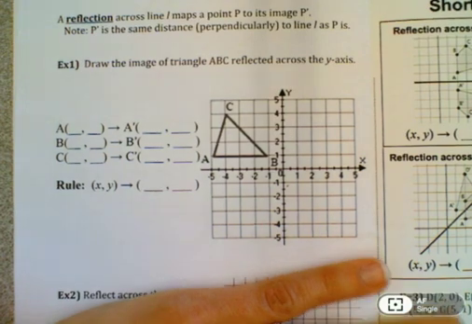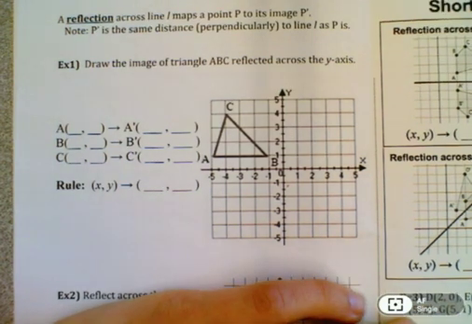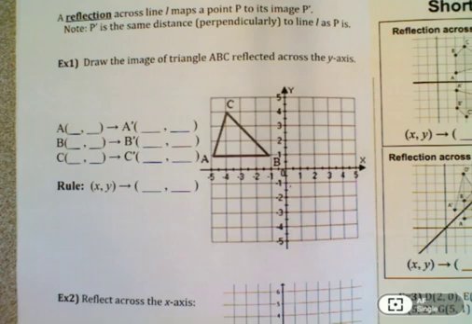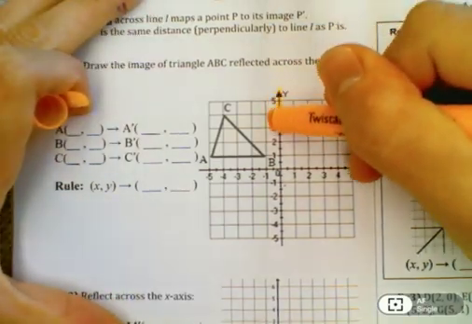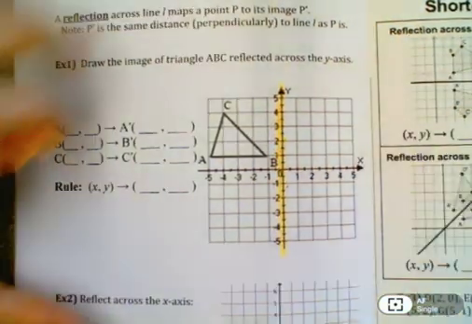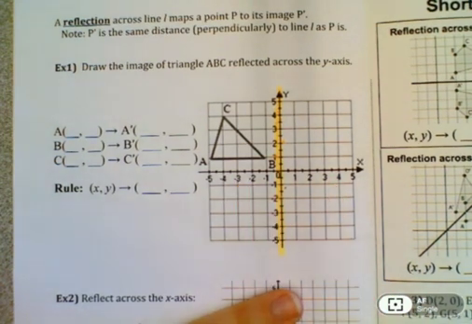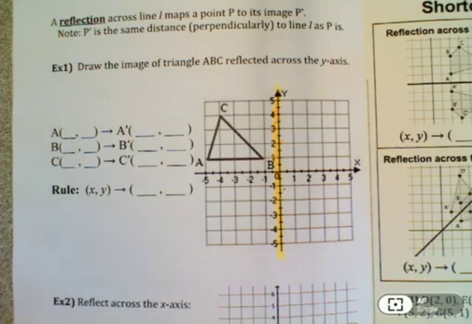So example 1 here says, draw the image of triangle ABC reflected across the y-axis. So the first thing I'd like you to do is highlight the y-axis because it's going to be much easier for us to visualize this if we are clear about where we're reflecting. So there's our line of reflection. And we can do this using coordinate notation. We can also do this by just mirroring across that line. So I'll show you what I mean.